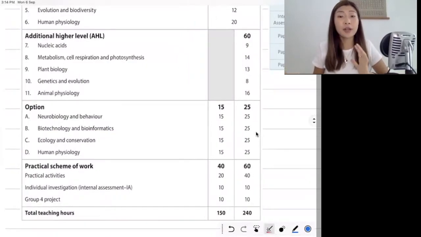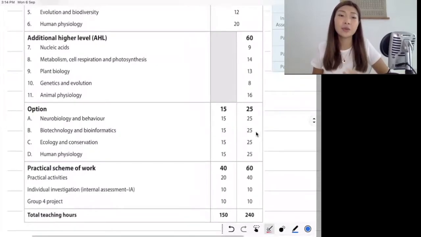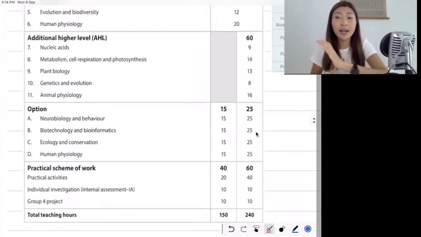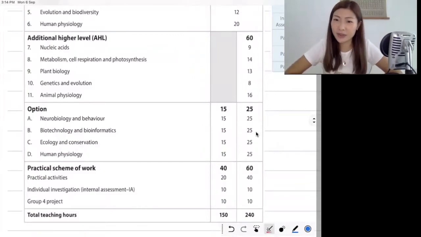For option A, neurobiology and behavior, you will be learning some different parts of the brain. And yeah, it's actually pretty fun. So brain neuroscience in general.